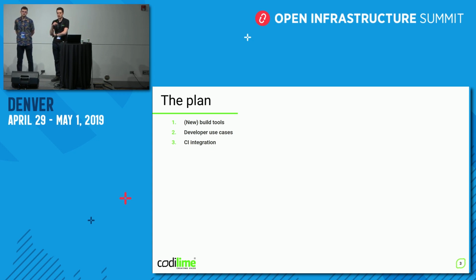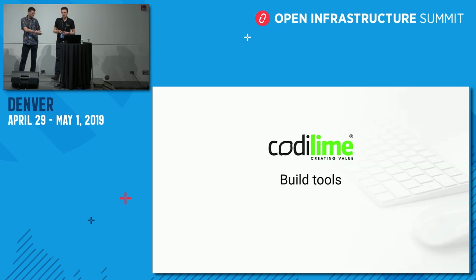Then we'll show some developer use cases, so how people who are contributing to software projects can use them to get more insight into the build process and make it easier for them. And then we'll go from the small scale to the larger scale and show how to integrate these tools into CI processes and CI pipelines. Okay, Pavel, go ahead with a summary of the build tools.